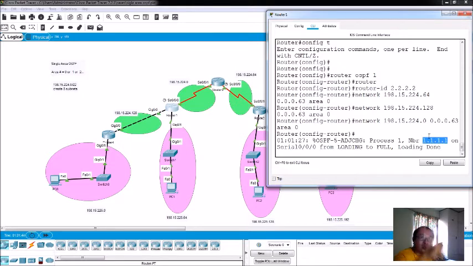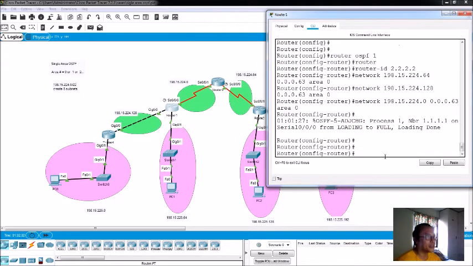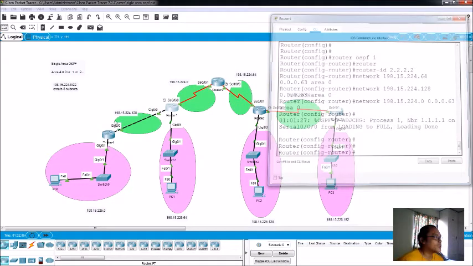If there is no router ID, it will elect the highest IP address between the two. So this is the .1 and this is the .2. So basically, it will put here 198.15.224.1. So process 1, neighbor, and serial 00 is connected at this IP address. Okay? That's what it means. So this is good to go.